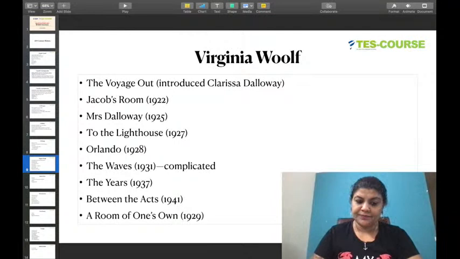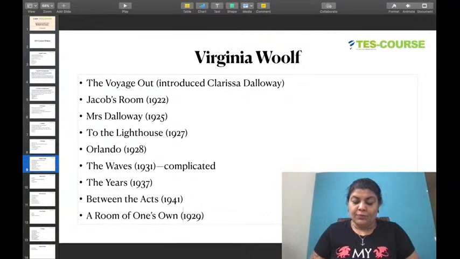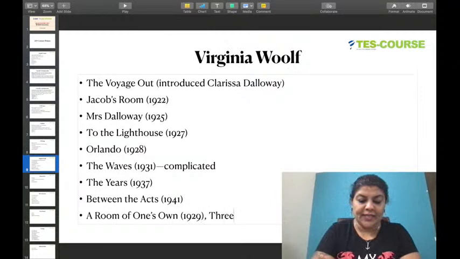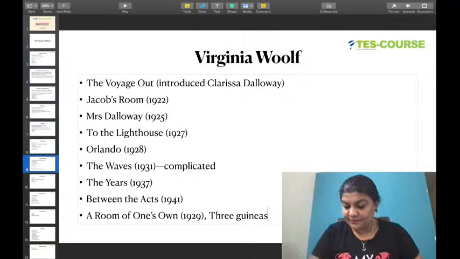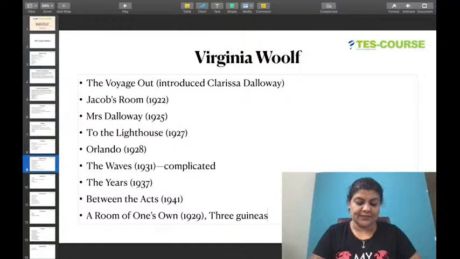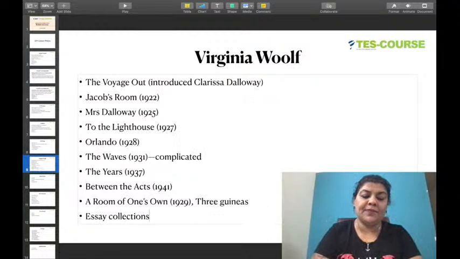A Room of One's Own is like a manifesto of feminism. It is hailed as the feminist Bible. Isn't it? A Room of One's Own, and its sequel is what? Three Guineas. She has written so many essay collections. Essays and essay collections, will you remember? Essay collections also look up. They are very important.